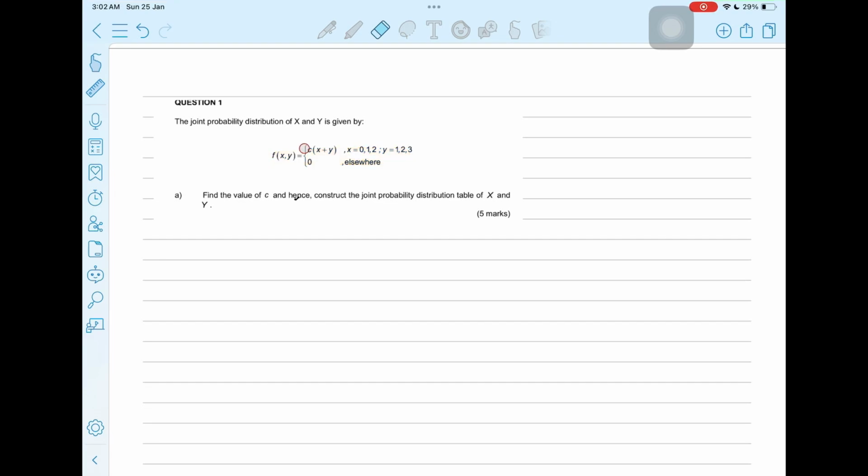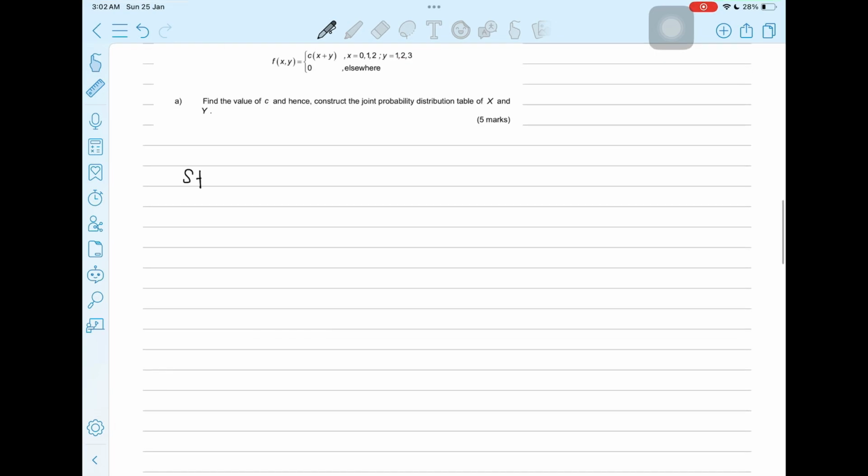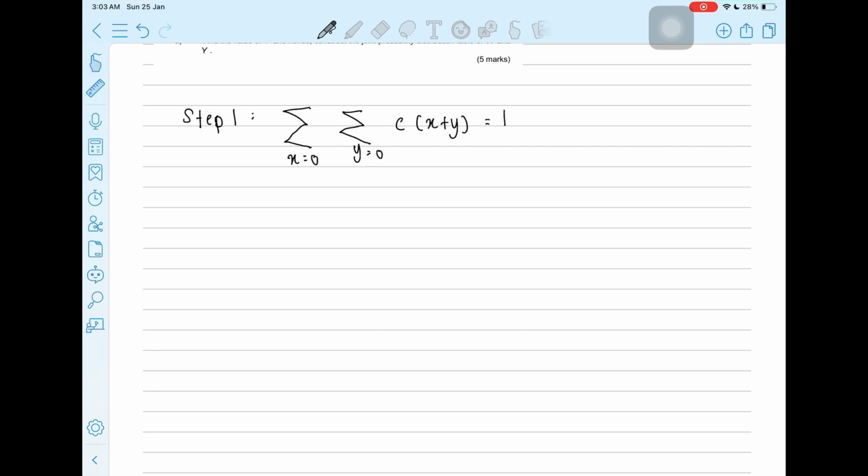For question 1, we find the c. For step 1, we use x equal to 0 and y equal to 0, so we write cx plus y equal to 1. For x equal to 0, we write c(0+1) plus c(0+2) plus c(0+3). So we calculate and get 6c.